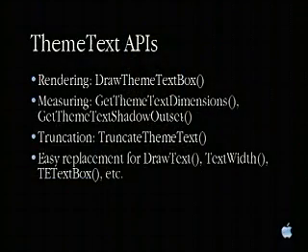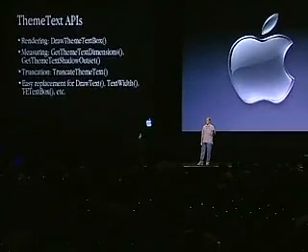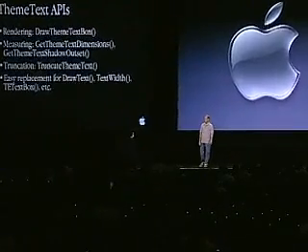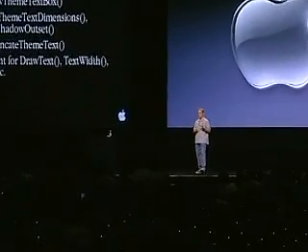So the quick and easy solution to get this Aqua text is via the theme text APIs. We've got APIs to do drawing and measuring and truncation, and essentially they're meant to be very easy replacements for the QuickDraw text routines you've already been used to. If you're using DrawText or DrawString or TETextBox, you'll want to use DrawThemeTextBox. Likewise, if you're using TextWidth or GetThemeFontInfo to determine widths and heights, you can use GetThemeTextDimensions.